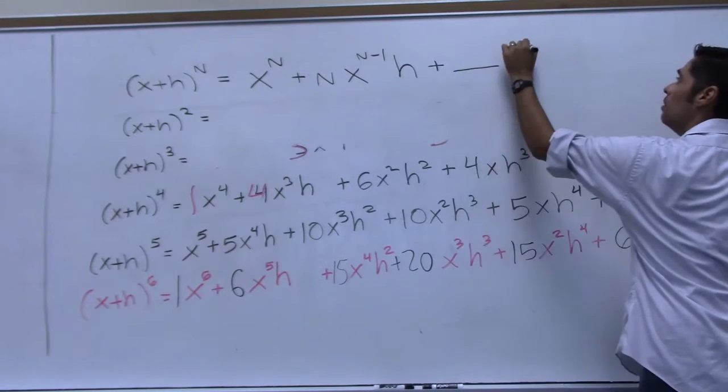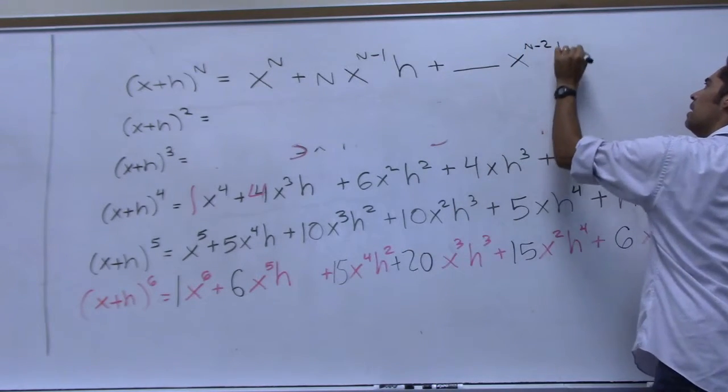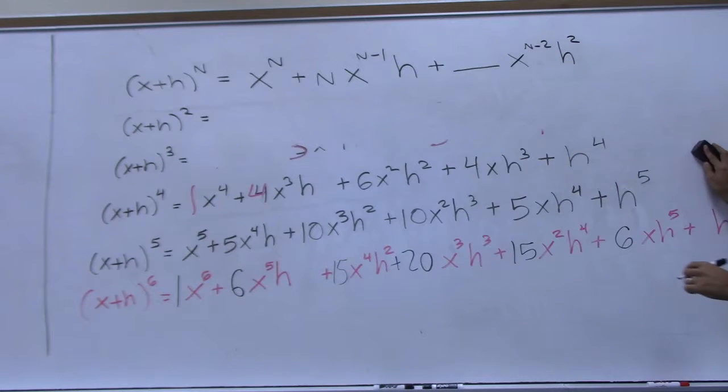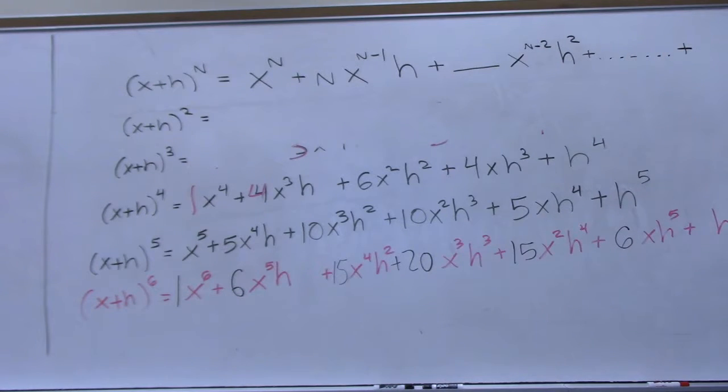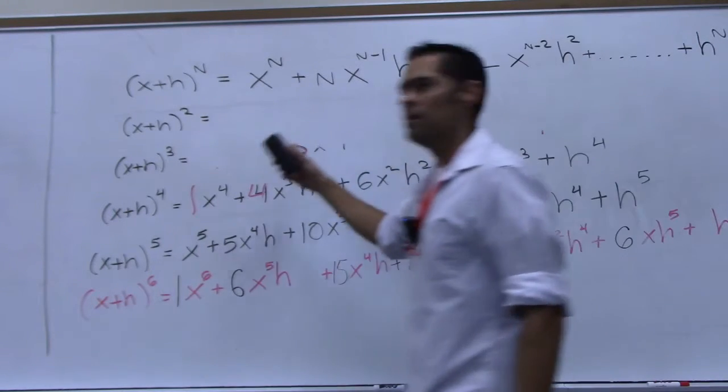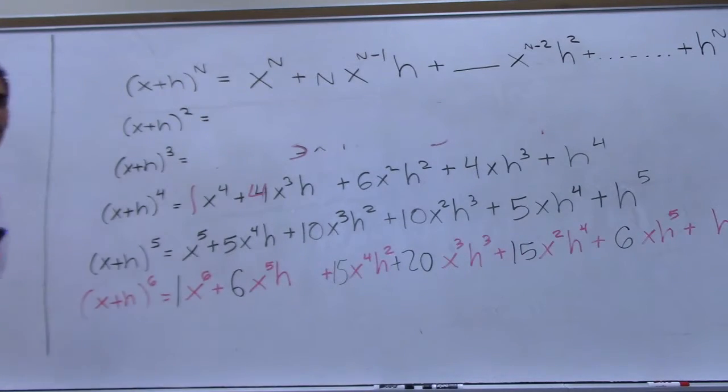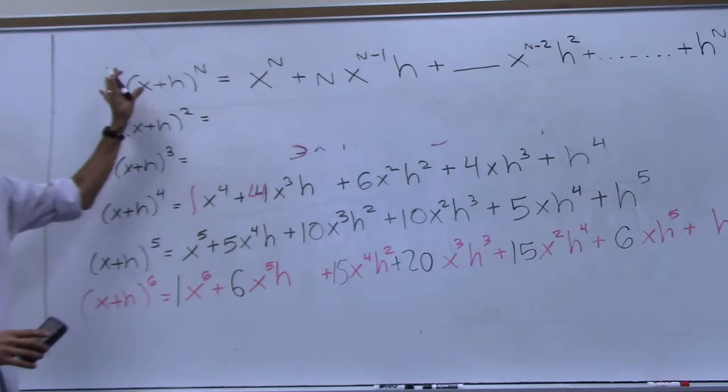n minus 2. And h would be squared. And you could continue this all the way till you get to the end. What would the very last one be? H to the n. So in Cal 1, this is what you look at. And then you do something kind of interesting with that. But you need to know how to expand that out.